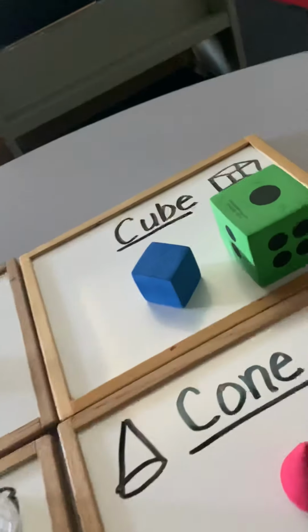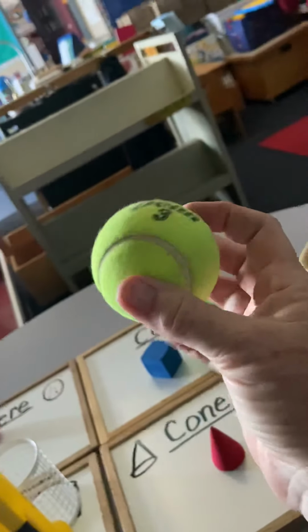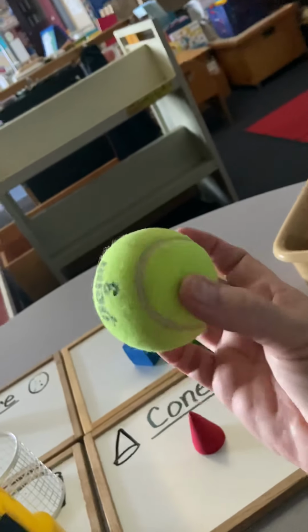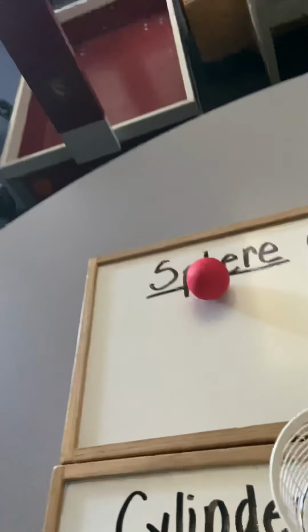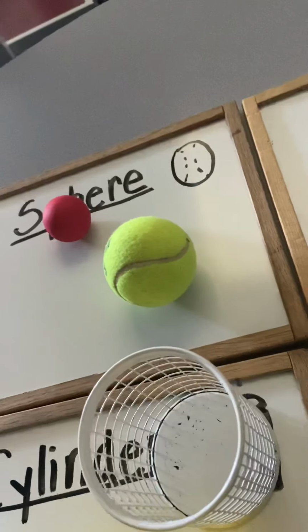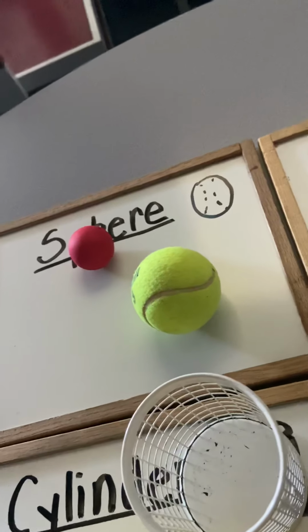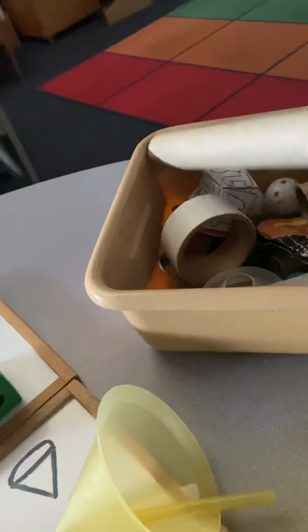All right. Okay. How about this? A tennis ball. What would you call that? Do you remember what that's called? Sphere. We'll say it again because that's hard. Sphere. Good. There's a lot of things in here. I'm not going to do them all because we don't have time.